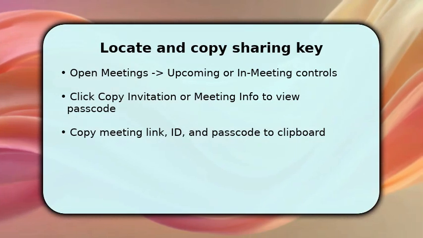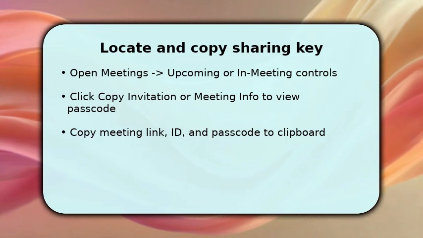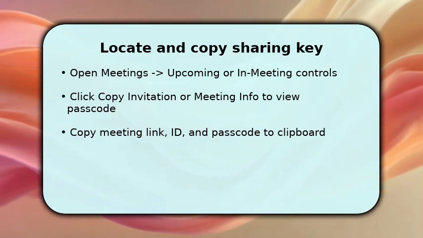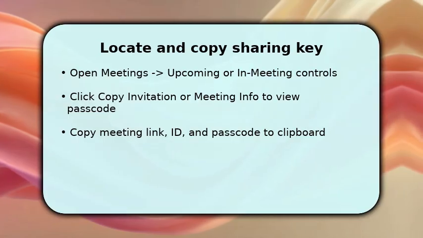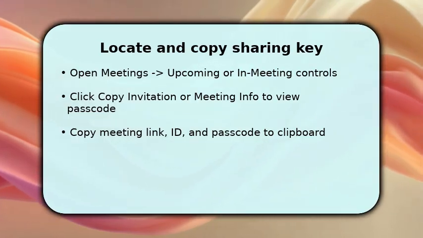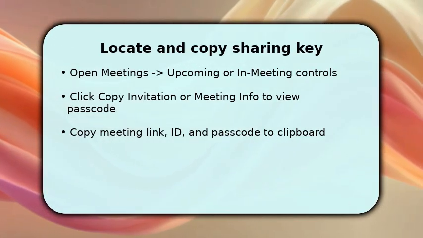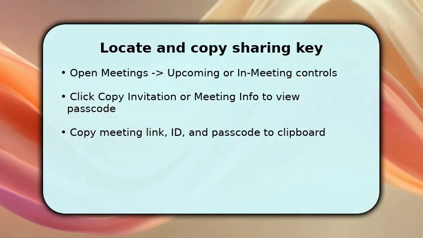Once the meeting is saved or running, go to Meetings Upcoming or click Invite while in the meeting. Then click Copy Invitation or View Meeting Info. This panel displays the meeting link, the meeting ID, and the passcode. That passcode is the sharing key people need.